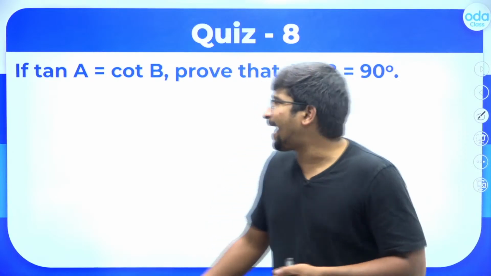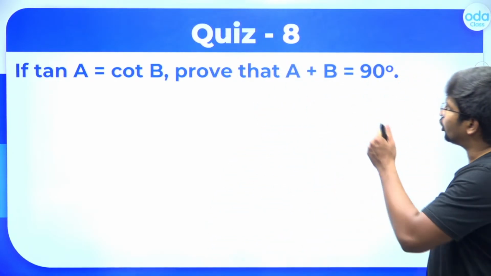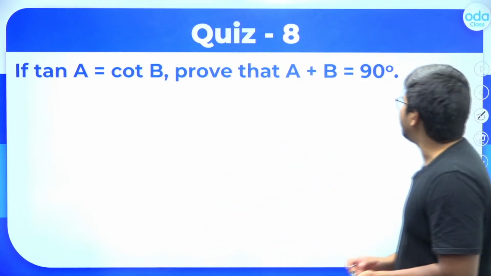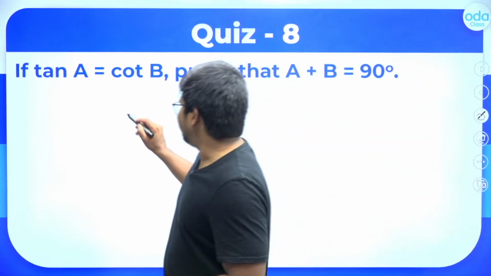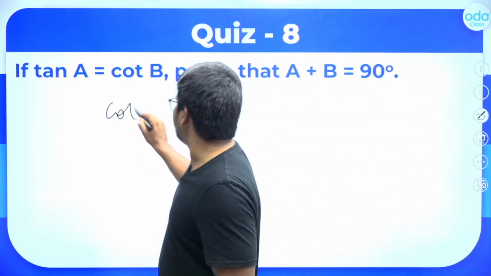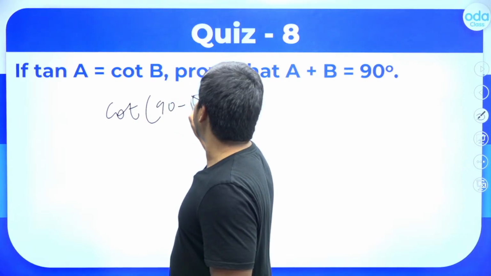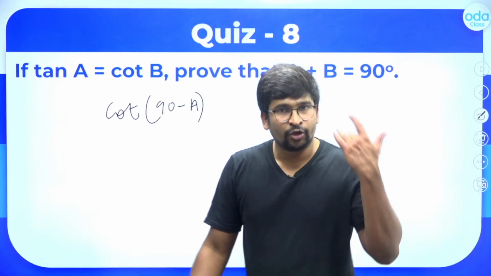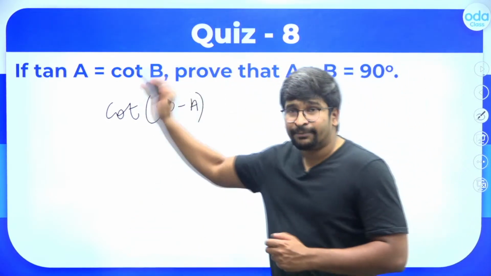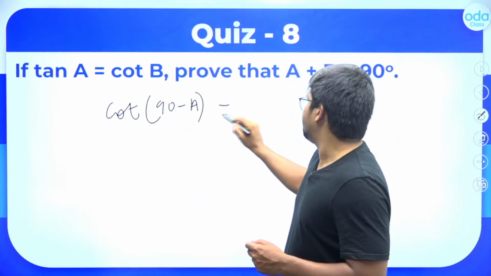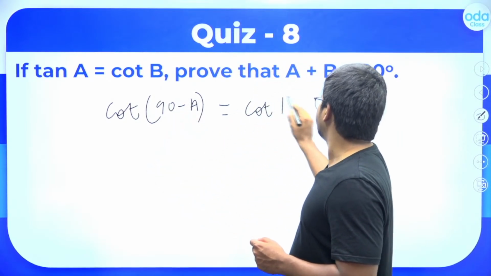Let's apply it in tan and cot here. If tan A is equal to cot B, then prove that A plus B is 90 degree. See, tan A, can I write it as cot of 90 minus A? Because tan theta is cot of 90 minus theta. You know this. So tan A can be written as cot of 90 minus A. This is equal to cot B.